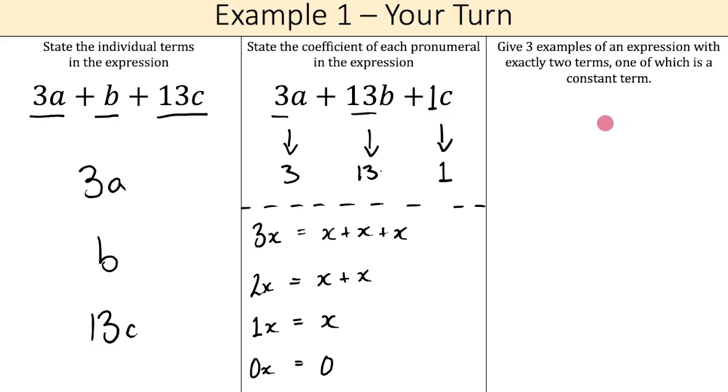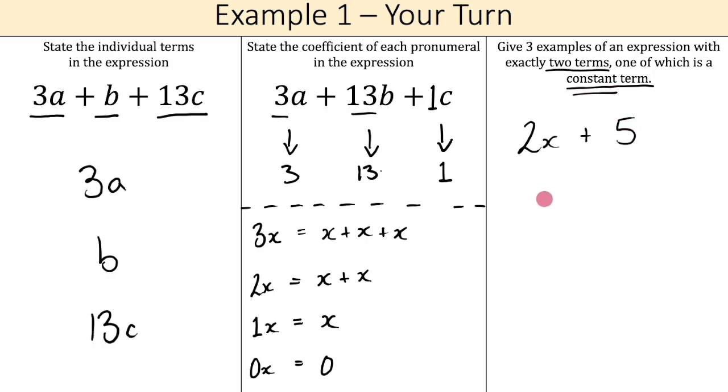So let's now answer the last question, which is asking us to give 3 examples of an expression with exactly 2 terms, one of which is a constant term. So if it's going to have 2 terms, well, my first term could be 2x, and then I'm going to plus a constant term, let that be 5. So notice here that I have 2 terms in my expression, and my constant term. Remember that the word constant is just referring to a number by itself.